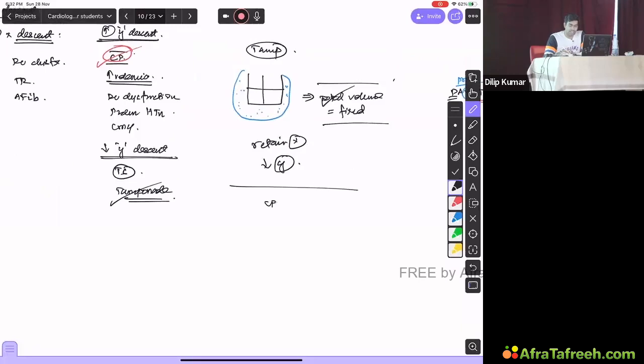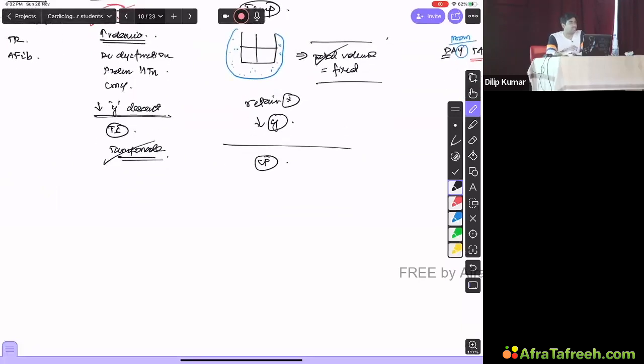What is happening in constrictive pericarditis? What is the physiology behind constrictive pericarditis? I mean, there are two to three things you need to know. One is a prominent X plus there will be a Y descent also, which will be retained. It's not a problem. Y descent also will be there in constrictive pericarditis. And second, you will see something called Kussmaul sign.